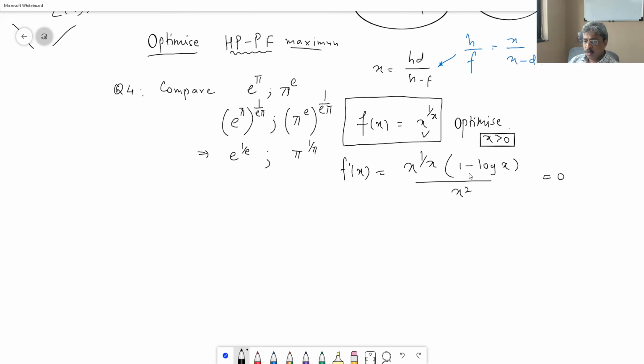So 1 is equal to log x. So 1 is equal to log x to the base e. And therefore x is equal to e, e is the critical point, where the tangent is horizontal. Is that right? Yes.